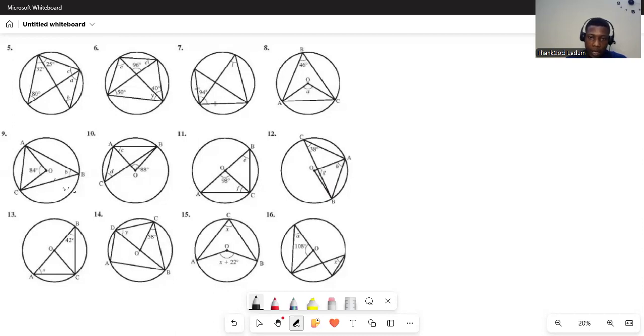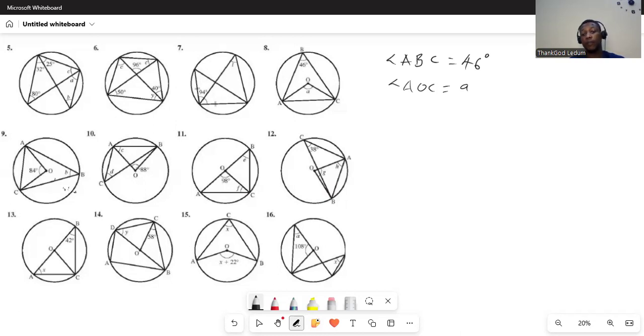So on this one, we can see that we have 46 degrees that is being subtended at angle ABC. So on this one, we are having angle ABC to be equal to 46 degrees, and we are having our angle AOC to be a. This is what is being given here. So what are we looking for here? We are going to be looking for the angle at the center of the circle.